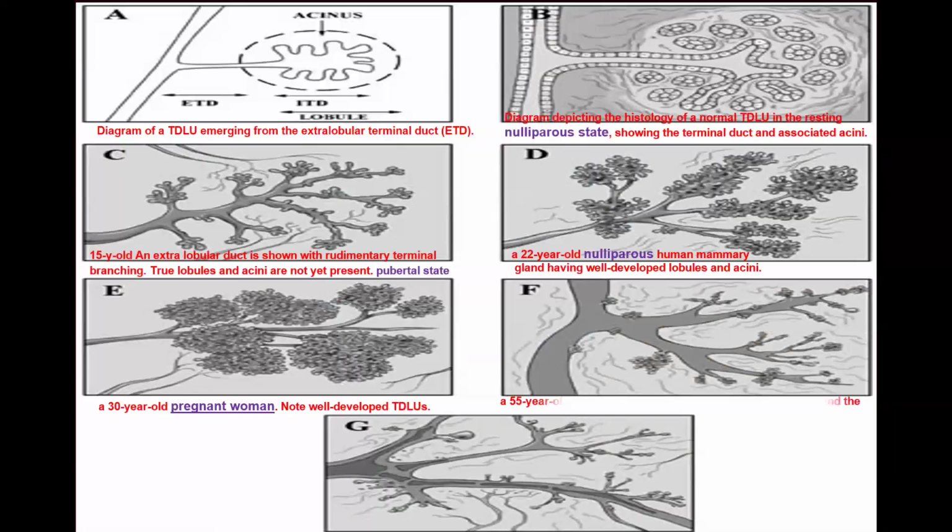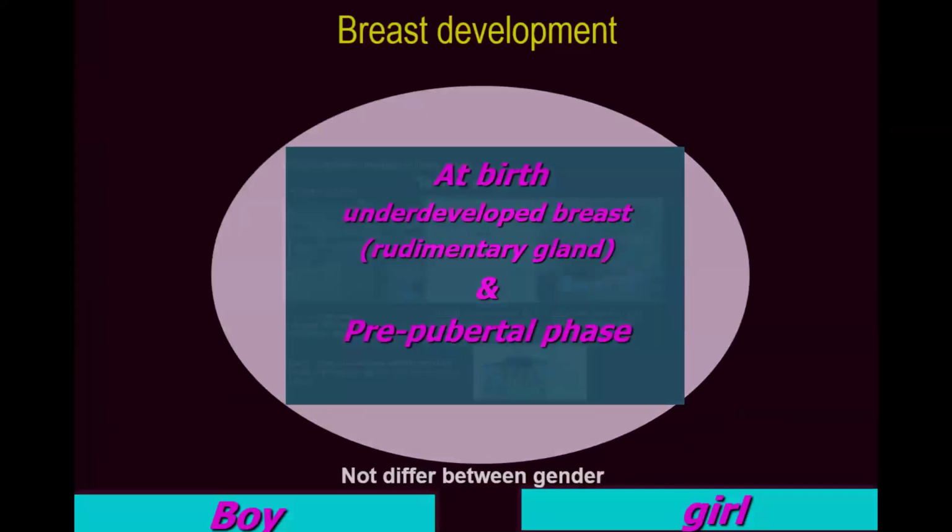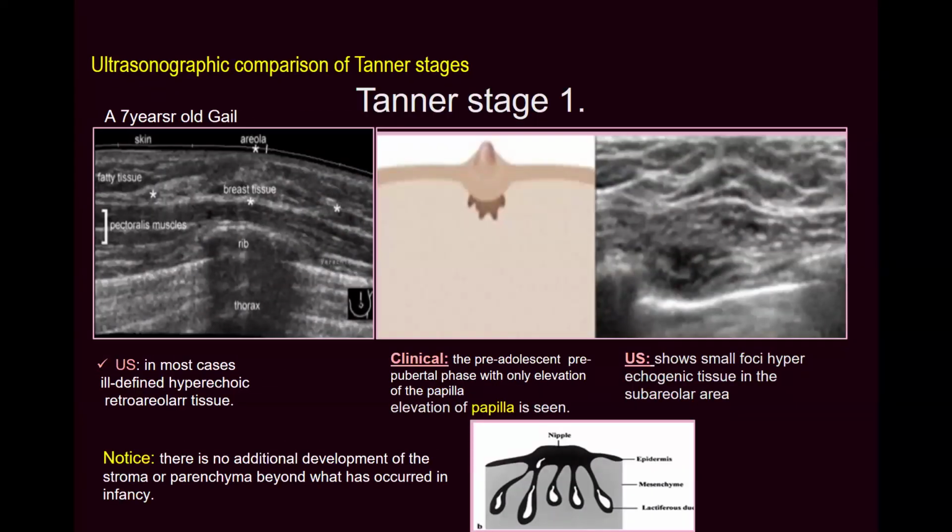So what do we expect to see in the pre-pubertal state, both in male and female? We'll see Tanner stage 1. What is Tanner stage 1? The same as the baby born with the primitive mammary gland. Okay, so what we can see is only the elevated papilla or nipple, and this primitive mammary gland appears on ultrasound as just ill-defined, small hyperechoic retroareolar tissue.